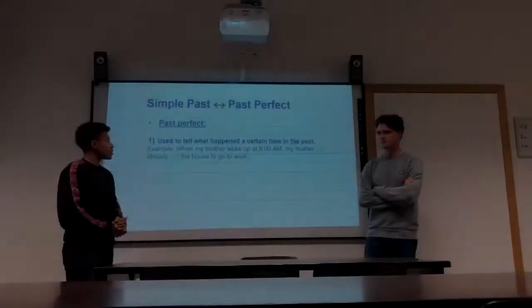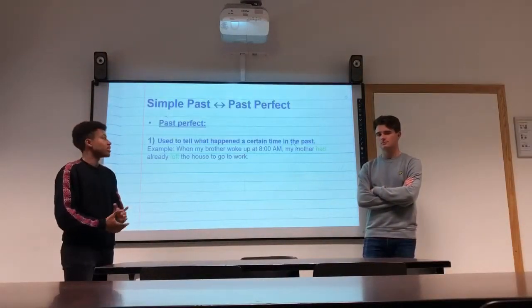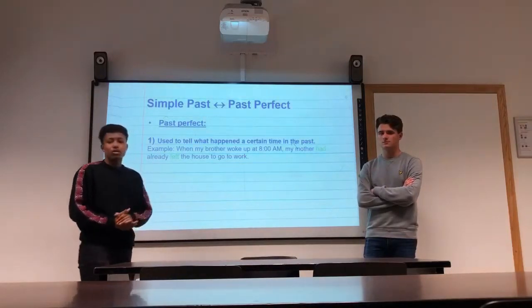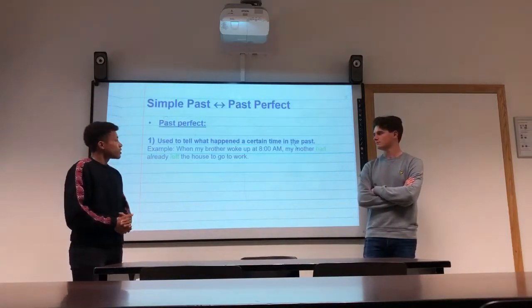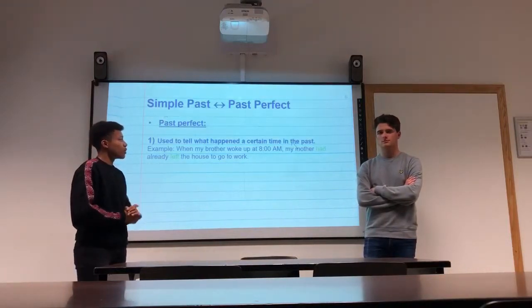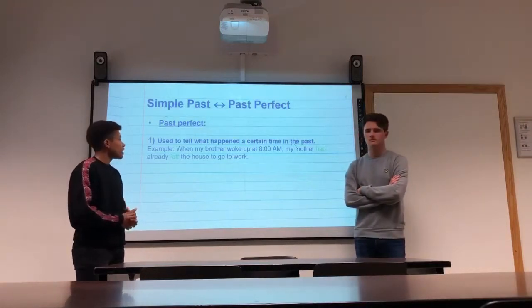When do we use a past perfect? A past perfect is used to tell what happened before a certain time in the past. For instance, when my brother woke up at 8 AM, my mother had already left the house to go to work. The certain time expression I was talking about is, in this situation, when my brother woke up at 8 AM. The sequel will be formed with a past perfect.